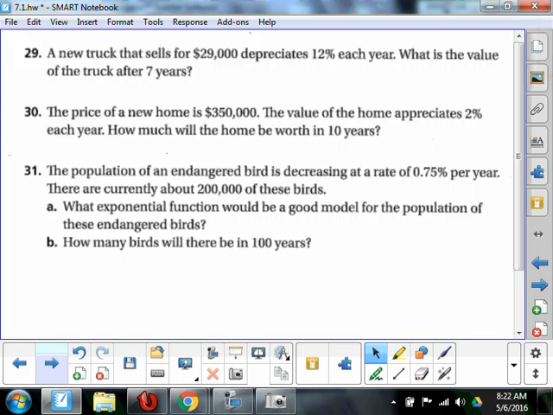Does 29 ask me to write a model? I would like to share with you what's going to transpire on the quiz. There's going to be a question like 29 on the quiz. And you know what? Some of you are going to write the answer.